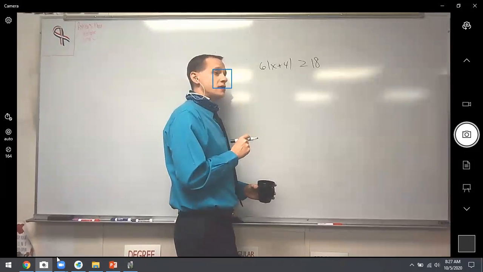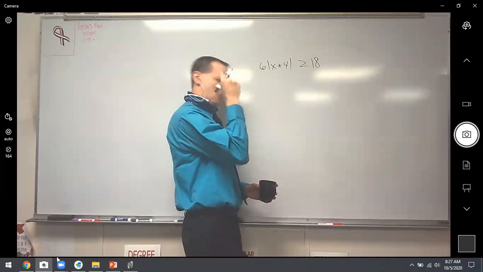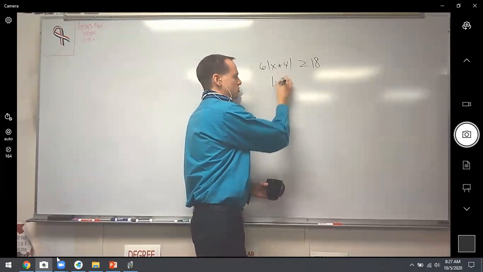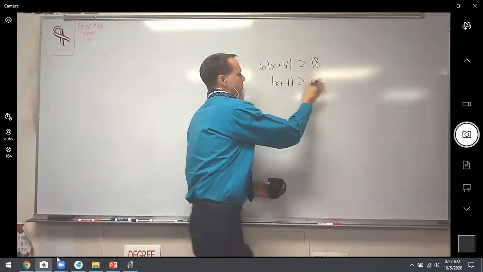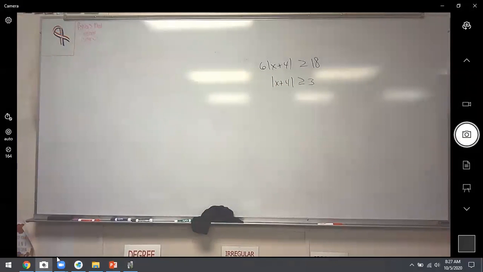I'm doing inequalities. Do I need to flip it? I'm about to divide by 6. No, it's positive, but I'm always going to check myself because I don't want to jack it up. Okay, so we got this. The absolute value of x plus 4 is greater than or equal to 3.